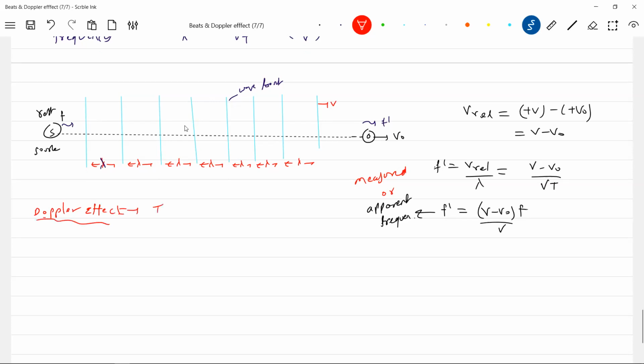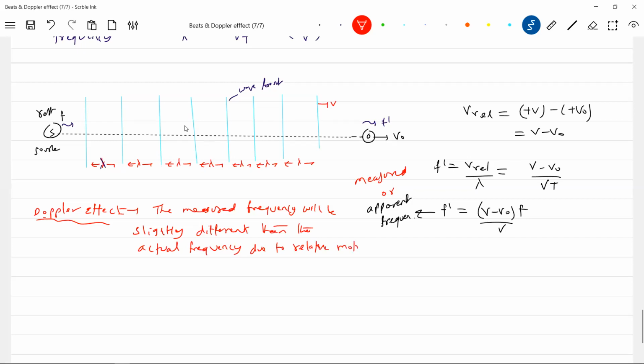So what is the Doppler effect? The measured frequency will be slightly different than the actual frequency due to relative motion between source, observer or detector, both are same. Okay, got the idea now?